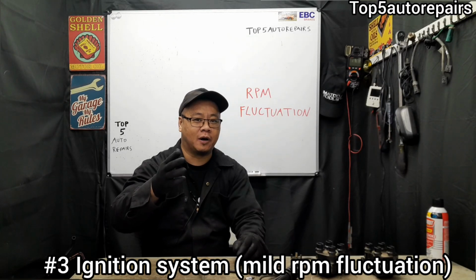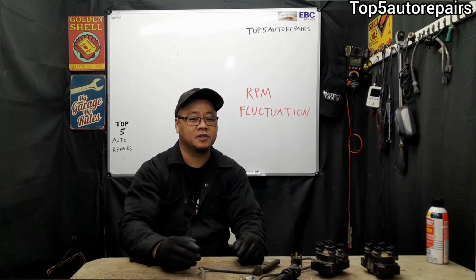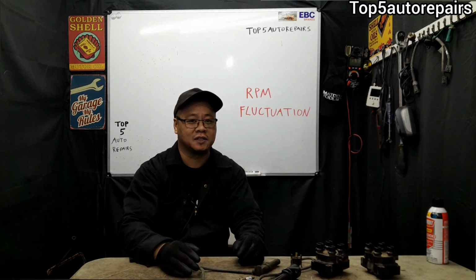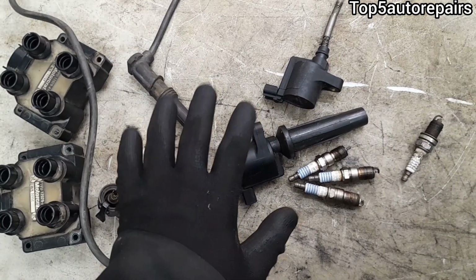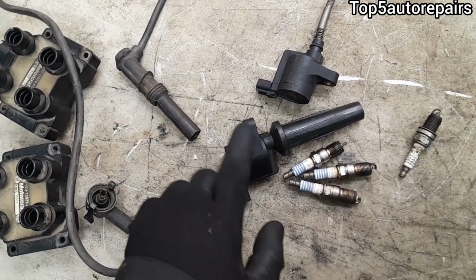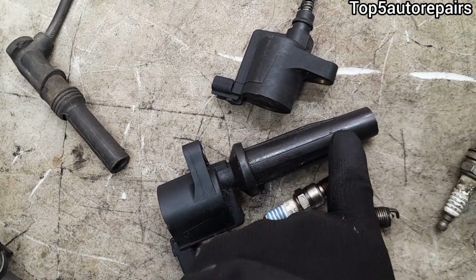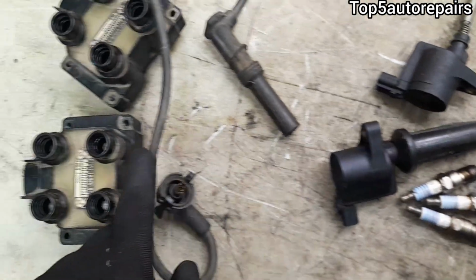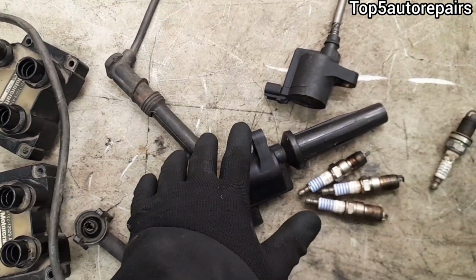If you're experiencing mild RPM fluctuation and the needle on the RPM bounces slightly like that, most likely you have a weak ignition system. A weak ignition system will create weak spark. Weak spark will affect idle. So make sure your spark plugs are good. Make sure ignition coils are good. Make sure it's not cracked on the boot. Make sure your coil packs are good. Make sure your spark plug wires are good, and so on.